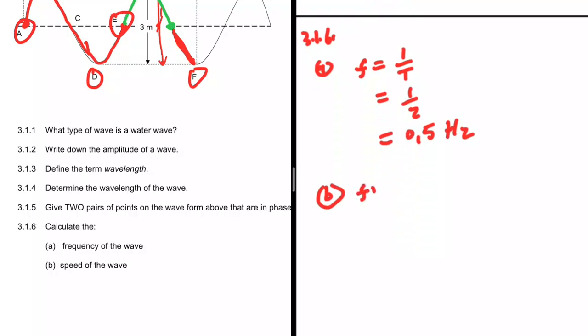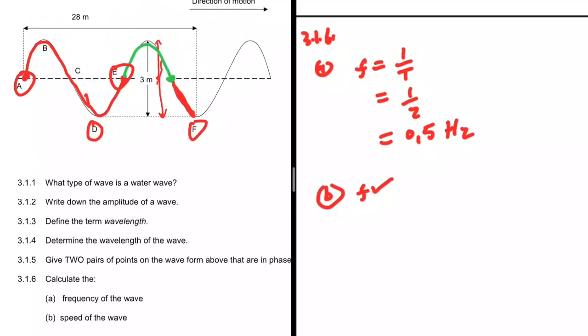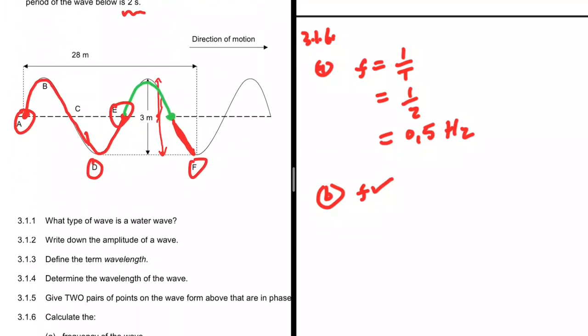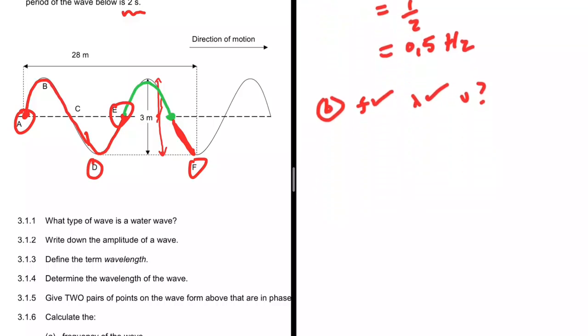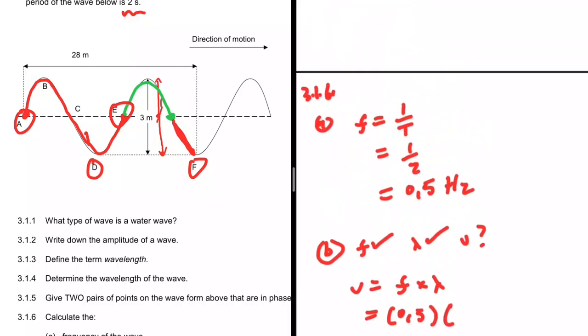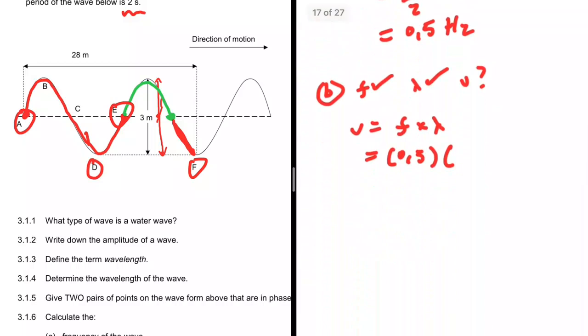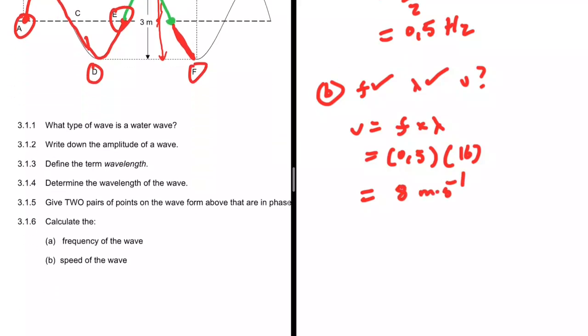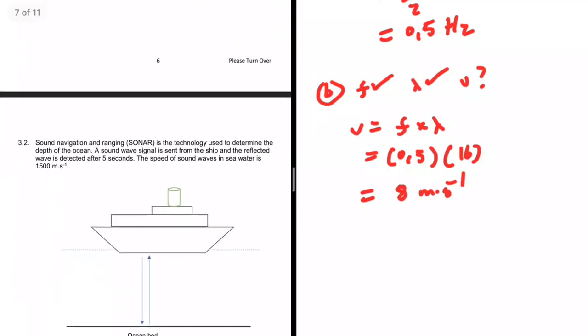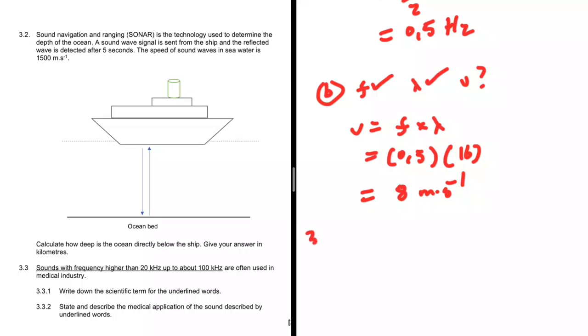And then B, we're looking for the speed of the wave. So now we have the frequency, we have the wavelength, we are looking for the speed, right? We know fully well that the speed is equal to the frequency multiplied by the wavelength. The frequency is 0.5 hertz and the wavelength is 16 meters. So we have 0.5 multiplied by 16, which is 8 meters per second.